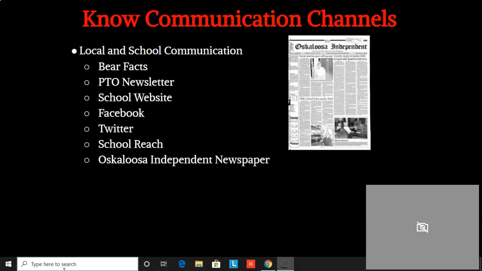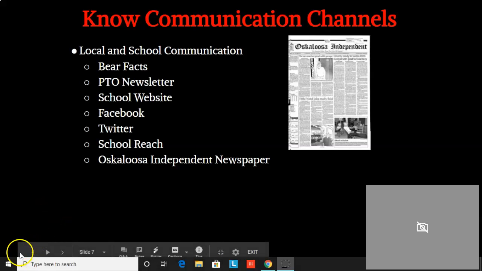We have the school website that's always updated and shown on the screens around the school and the digital screen out in front of the school. We have Facebook, we have Twitter, we have School Reach, which can text or leave a message or send an email to anyone that has signed up for that. And then we also have the Oskaloosa Independent newspaper.